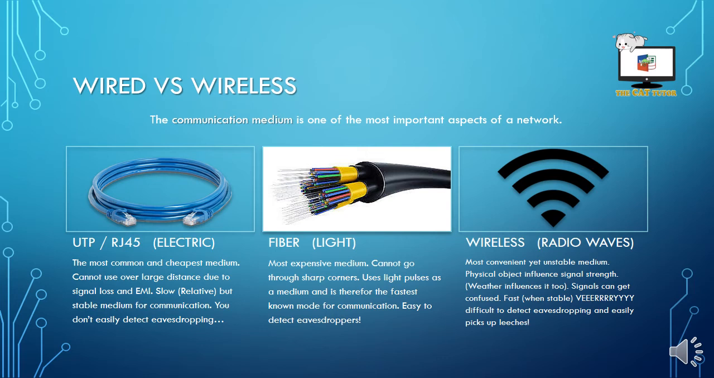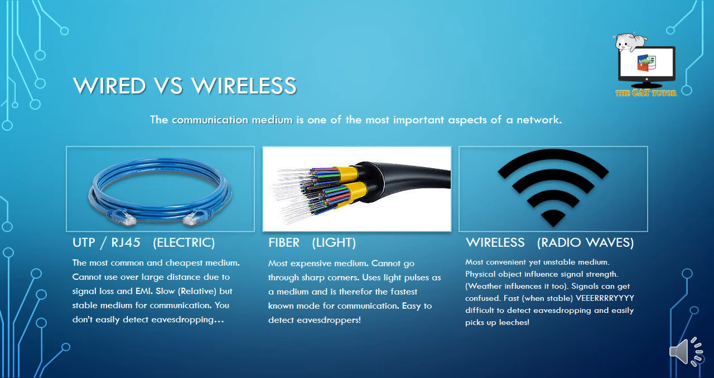Fiber uses light. It's much, much easier to detect eavesdropping on it. So, sorry, if you wanted to spy on these types of networks, nope, not for you. Wireless connections. It's the most convenient, but it is quite unstable. Physical objects, as mentioned before, actually influence the signal strength. If you put your router or your modem behind your TV, you're not going to have a good connection. It's as simple as that. If you put it next to your computer, though, you're going to have an outstanding connection. Unless, of course, there's heavy weather. Then, sucks to be you.